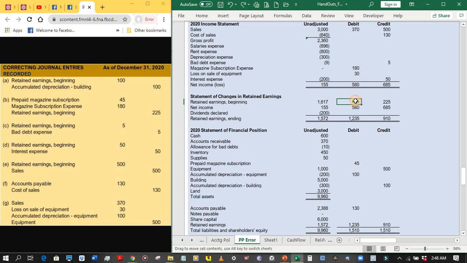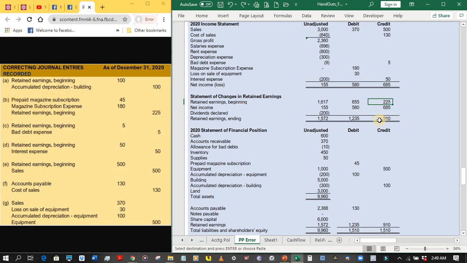Then the amount in the debit side in the retained earnings beginning in the statement of changes in retained earnings section is taken from the total of all debits to retained earnings in letter A, letter C, letter D, and letter E. So 100 plus 5 plus 50 and 500 has a total of 655 pesos. Then the credit of 225 is the credit to retained earnings beginning in letter B.